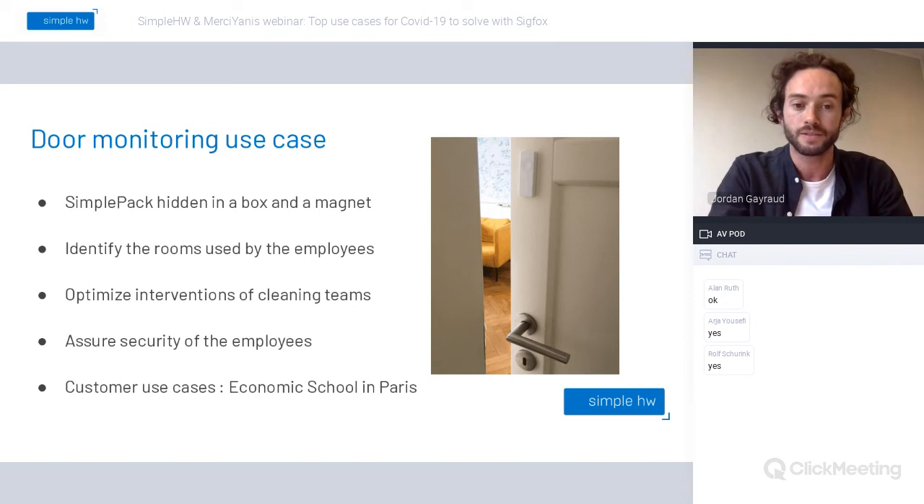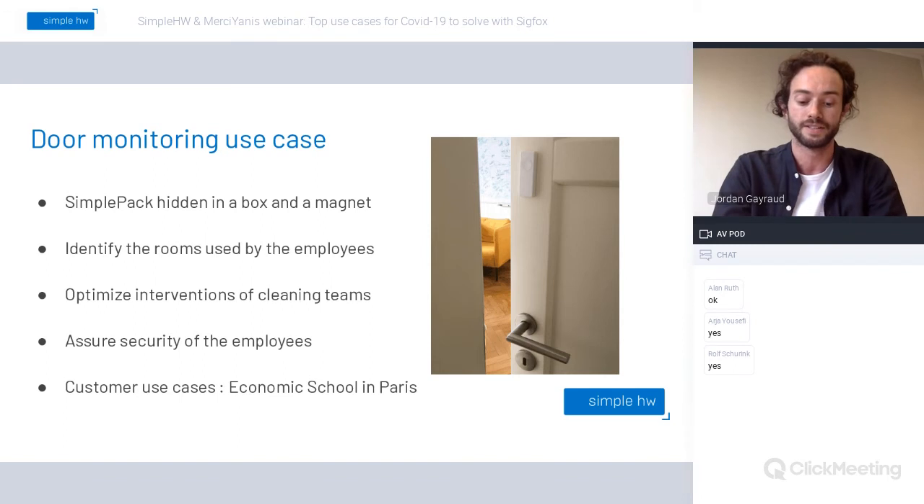With this use case, we can identify the rooms that are used by the employees. The point is that the facility managers can inform the employees in real time about which rooms are used and which rooms they should use, because the goal is to not use the same rooms as other employees, to avoid virus propagation.